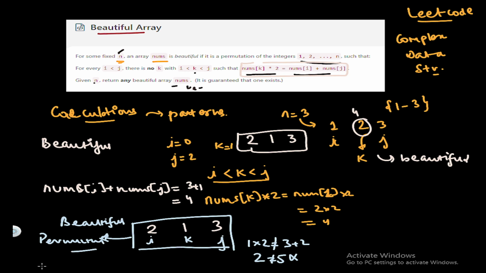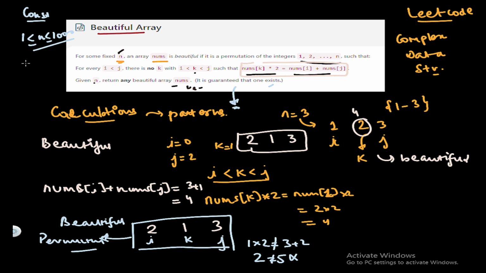Now we have to return any such permutation. They have guaranteed that such a permutation exists. Let's talk about the constraints of this question: n ranges from 1 to 1000. So for that you have to calculate this equation.